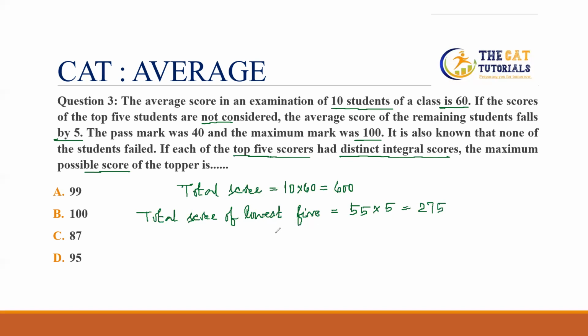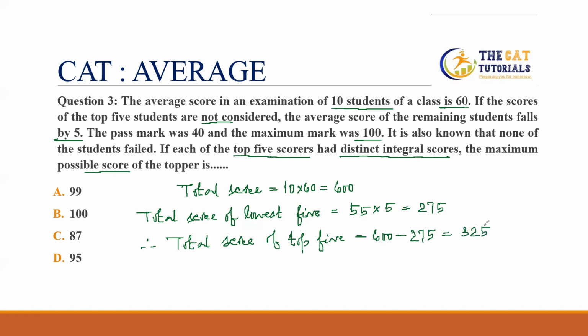Then after that, if we have got the total score of the lowest 5, then we can calculate the total score of the top 5. The total score of the top 5 will be equal to 600 minus 275. So this one is equal to 325.